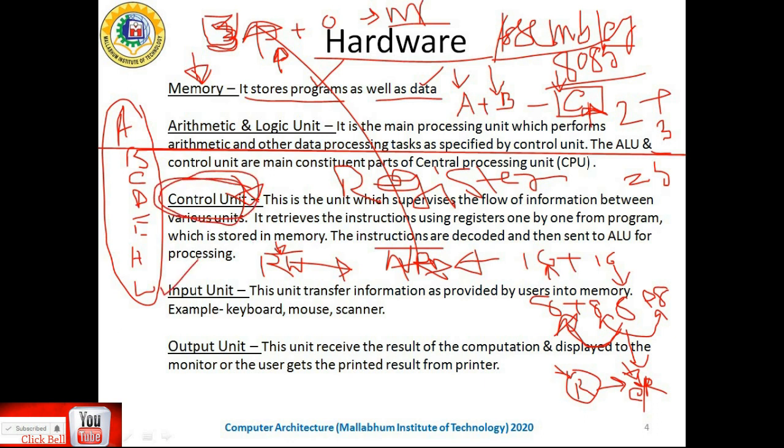Next is your input output unit. All of you know keyboard, mouse, scanner. So keyboard is an input unit, scanner is an input unit, or printer is an output unit. This unit receives the computation and displays it on the monitor, and the user gets the printed result. So printer is a very common example of the output unit.